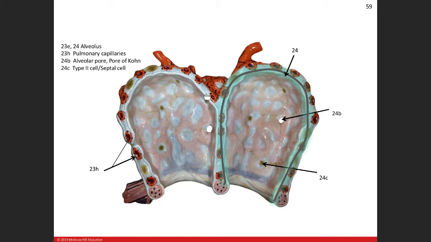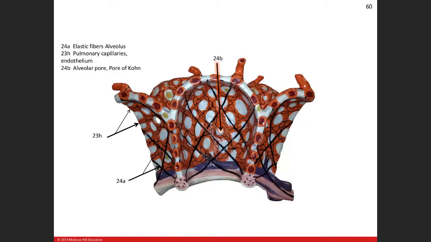Okay, so now we're going to just flip this model over. All right, this is it from the inside. Now we're going to look at it from the outside. Again, you can see all these red interlocking lines here. Those are the pulmonary capillaries. And here's another pore of Kohn, or alveolar pore. And these black lines represent the elastic fibers. The elastic fibers are going to allow these alveoli to return to their original shape during the passive process of expiration.